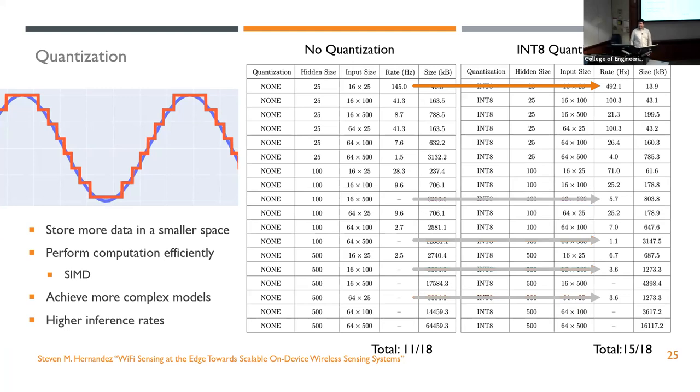More importantly though, is the rate that we can make predictions. So without quantization here on the top, we achieved 145 hertz. Compare that with quantization, we achieved almost 500 hertz. So we get faster computation or faster predictions.